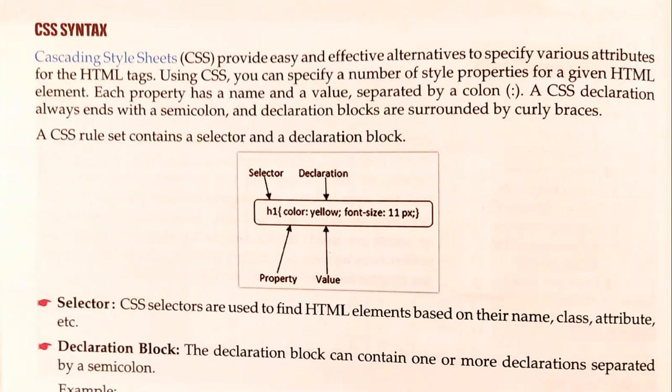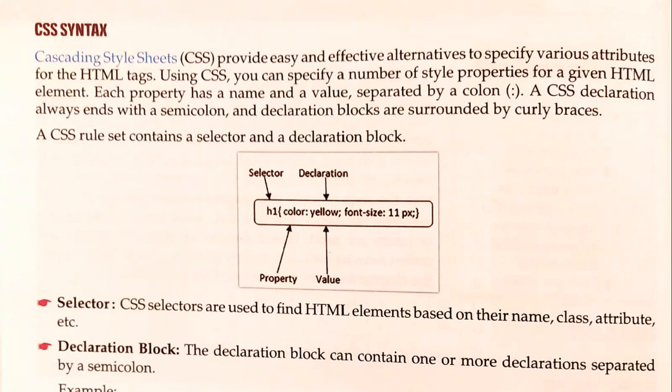Similar to computing, when we have a certain type of fixed format, it is known as the syntax. So syntax means which kind of format we are going to use whenever we define a CSS tag. So Cascading Style Sheets, that means CSS, provide easy and effective alternatives to specify various attributes for the HTML tags. Using CSS, we can specify a number of style properties for a given HTML element. Each property has a name and a value.